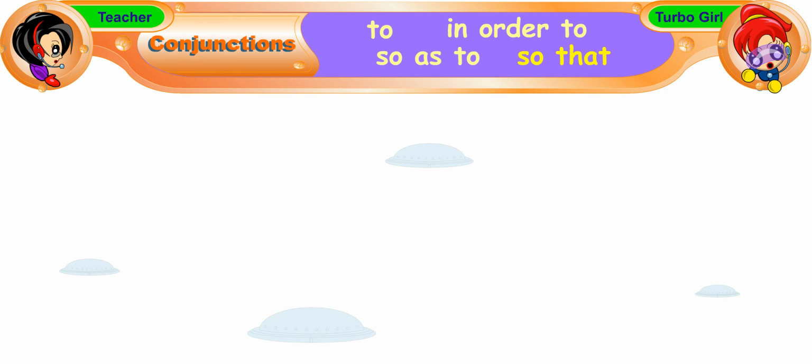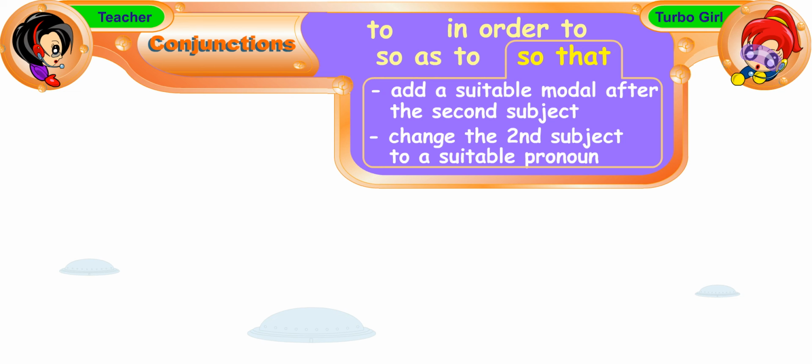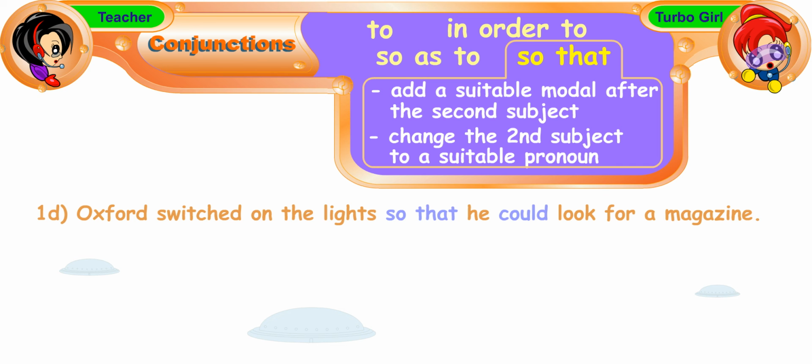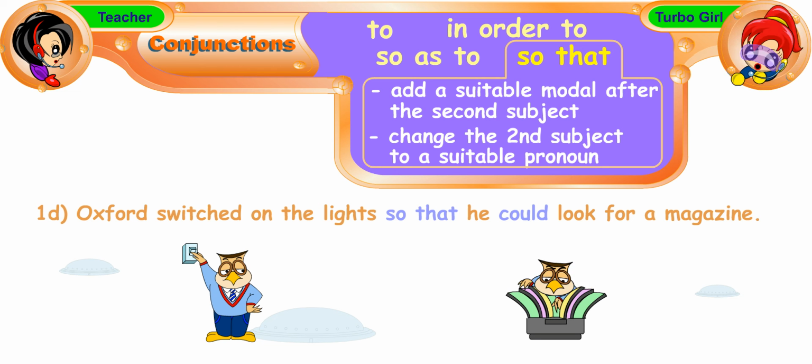So that is different from the other linking words. When we use the conjunction so that, we add a suitable modal, for example, could, after the second subject, and change the second subject to a suitable pronoun. So we have 1d. Oxford switched on the lights so that he could look for a magazine.